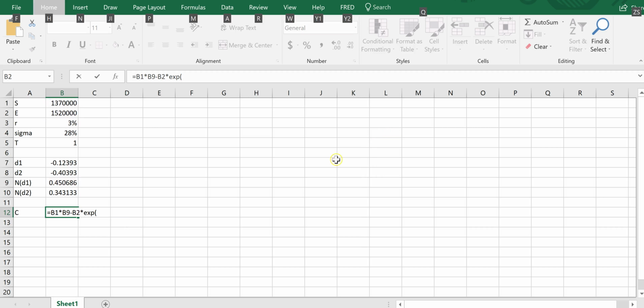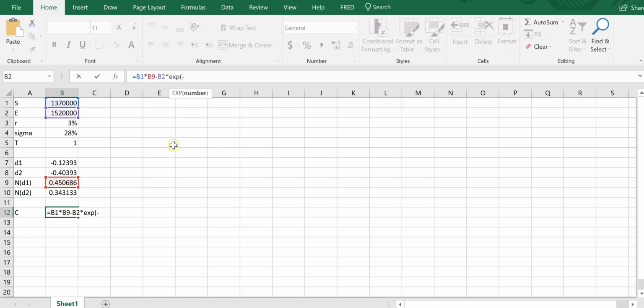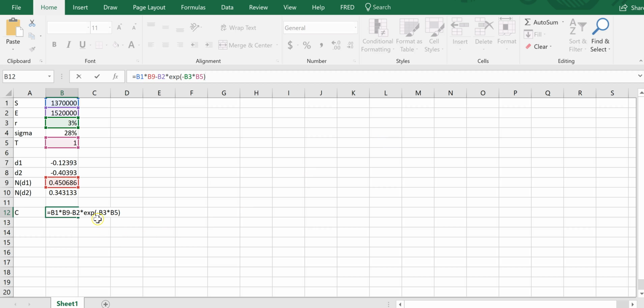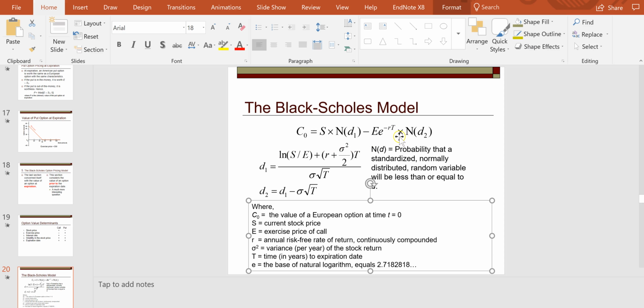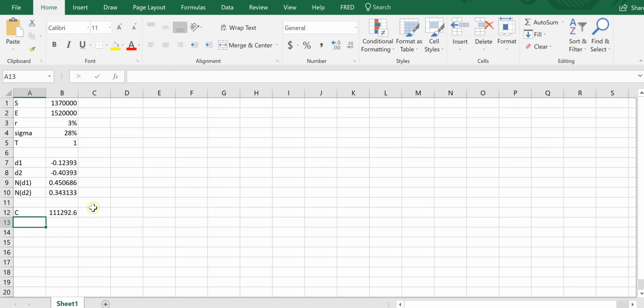We need to put exp negative, right? Negative r times t. So r times t. So that's my exp value. Exp e to the power of minus r times t, and then multiply by ND2. So that's my final value for the option price.